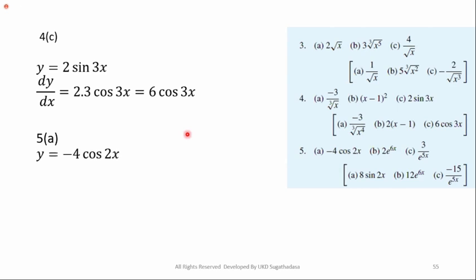Now 5a: minus 4 cos 2x. No difference, because minus 4 is a constant. You can leave it as it is. Differentiate cos 2x. Cos 2x differentiation is minus 2 sin 2x, because cos x differentiation is minus sin x. Cos ax differentiation is minus a sin ax, where a is 2 here. Finally, minus times minus gives plus 4 times 2, which is 8. Final answer: 8 sin 2x. You should check the answers also on the right hand side given. First answer, the first answer for 5a.